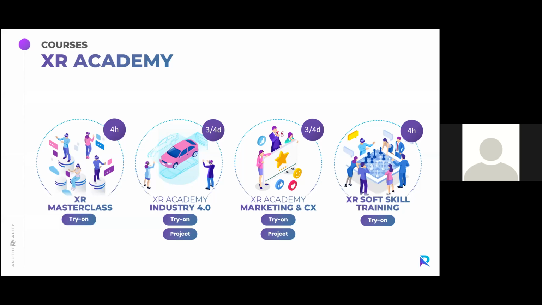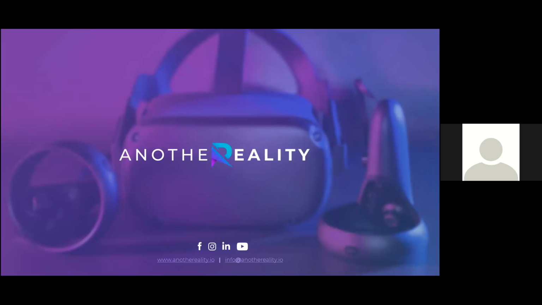We have also an academy. So we teach companies how to manage immersive technologies. As you can see, we have different types of academies. So we have one focused on XR, all that relates to mixed reality, augmented reality and virtual reality. We have an academy for industry 4.0 where we teach people how to manage these technologies, especially for industry 4.0. And we have two other types of academies that are focused on marketing and on soft skills. So this is it.